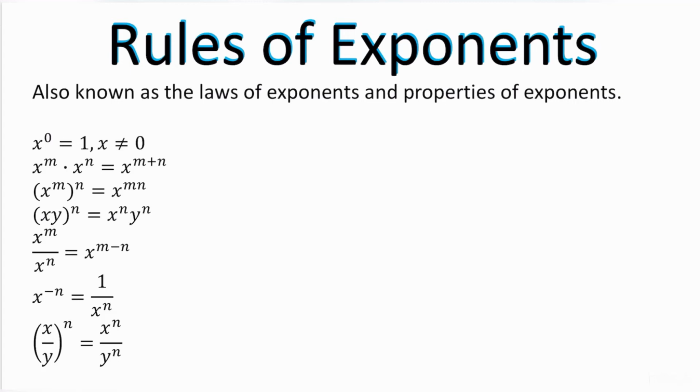In this video, we're going to talk about the rules of exponents. The rules of exponents are also known as the laws of exponents and the properties of exponents. So depending on how your teacher has explained them to you, these are the rules. The first one is any number to the 0 power is equal to 1.